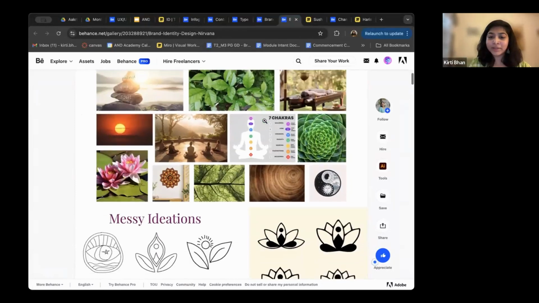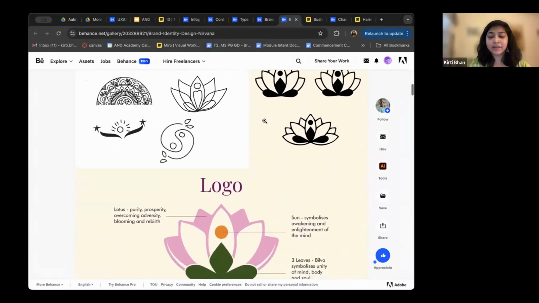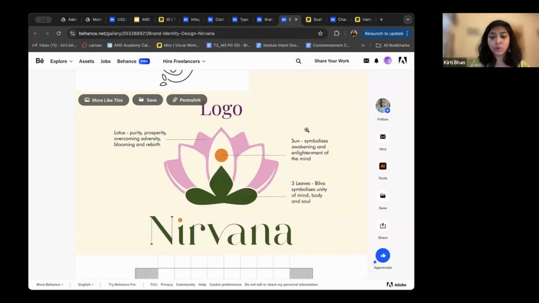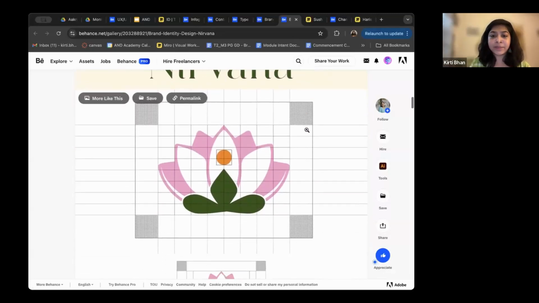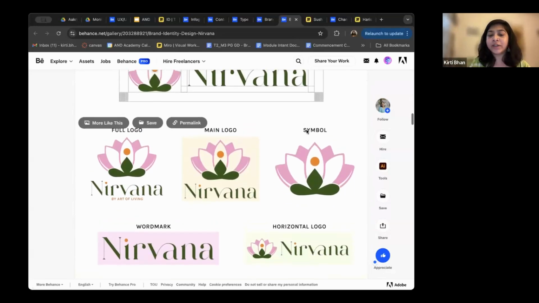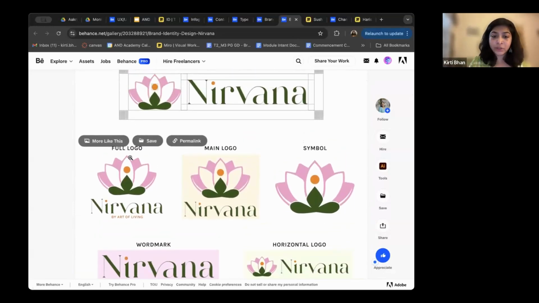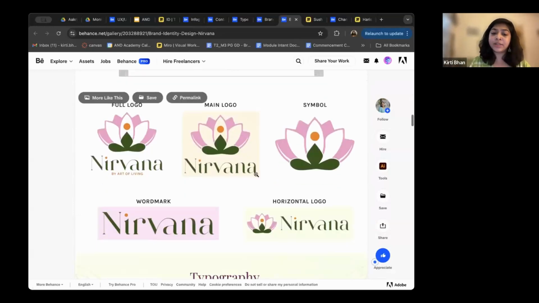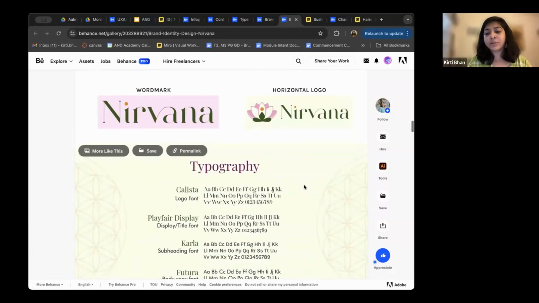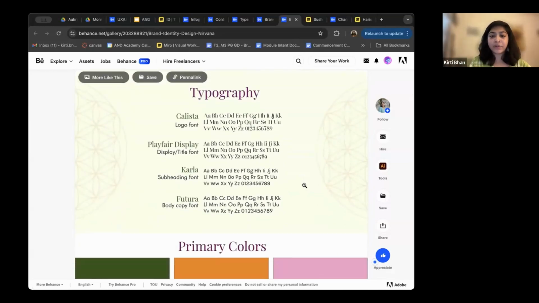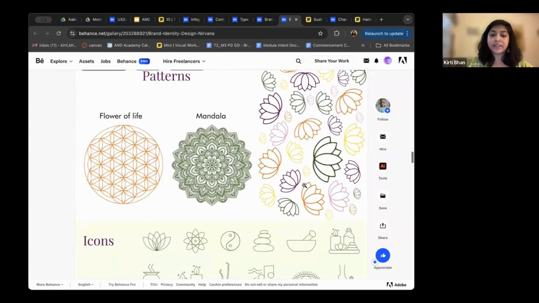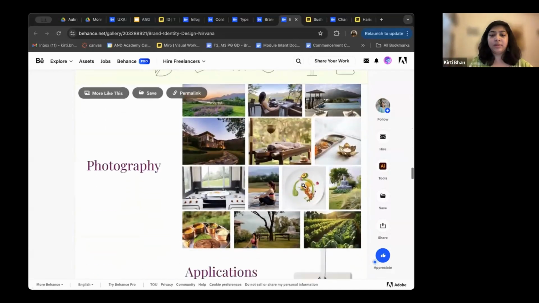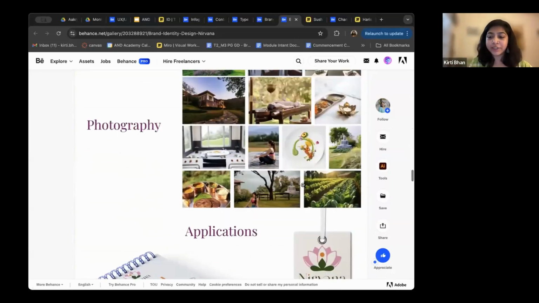This is the mood board, some messy ideations. Every element of the logo is saying something, bringing everything together. Colors, setting them in the grid, having logos for different areas. For when you want to use the full logo, you use this main logo, symbols, word mark, horizontal logo, all the color options that are available. Now talking about typography that she has used here, the colors, patterns that she was exploring with, icons, photography that really helped her to reach here.